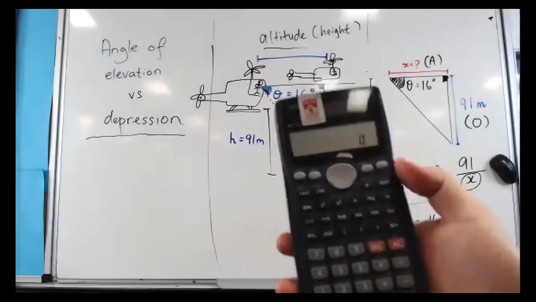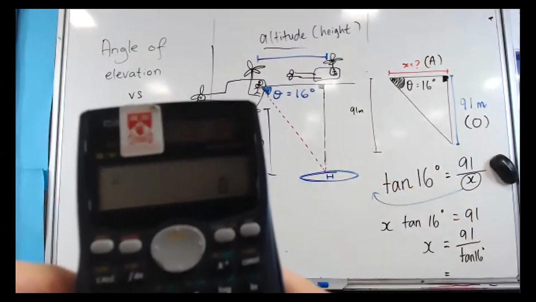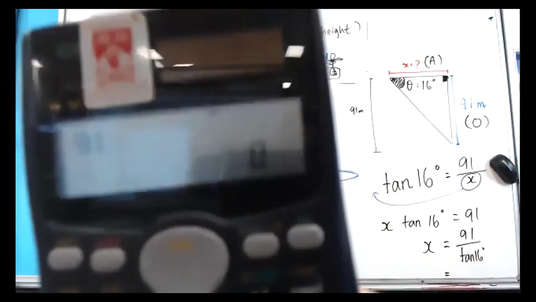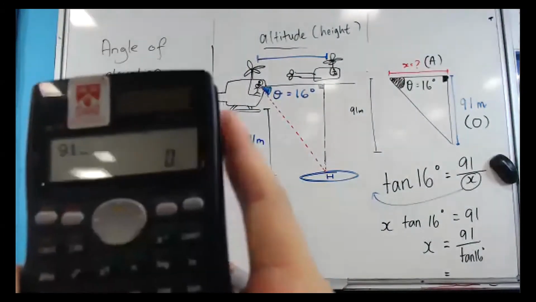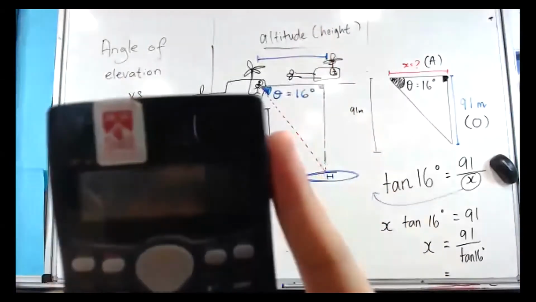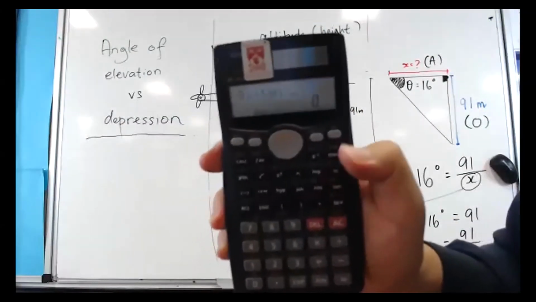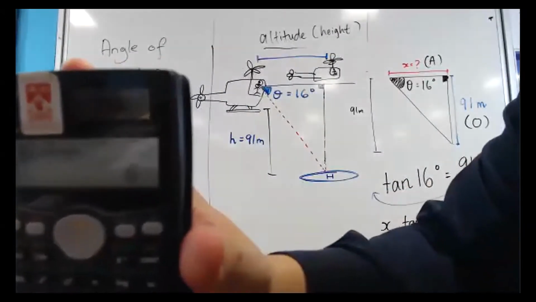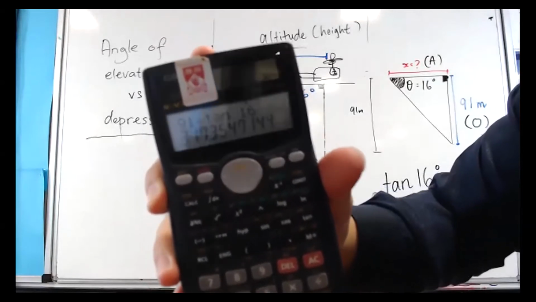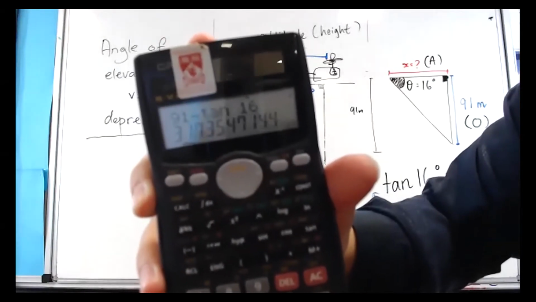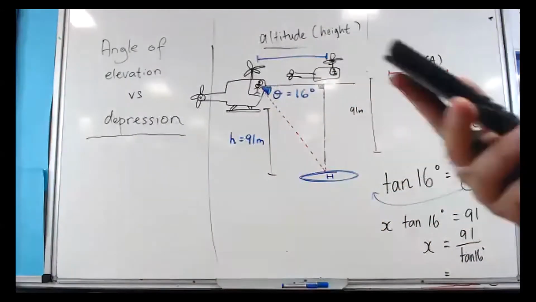Okay. So now if you press the calculator like that, all you need to do is go 91 divided by tangent 16. Okay, so I hope that you can see that. Is it clear? So 91 divided by tangent 16, and then hit equal. What's the answer?